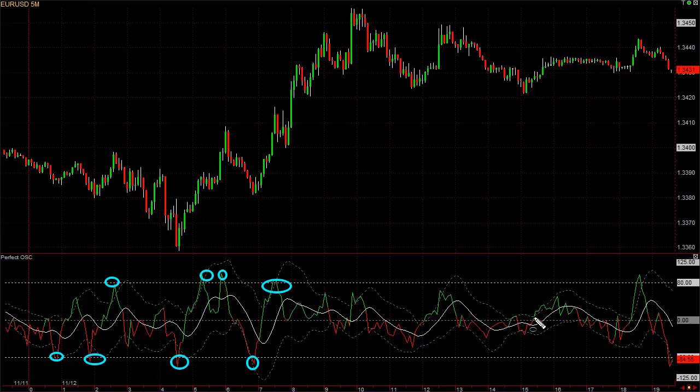So these are all the buys and the sells. And as you can see, this one went up slightly. This one went up. And notice the accuracy of the timing.